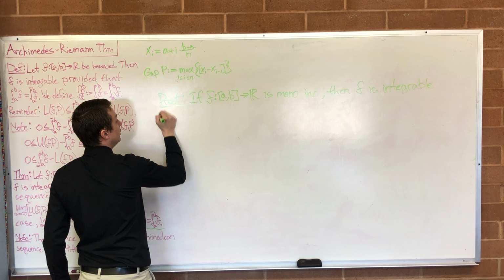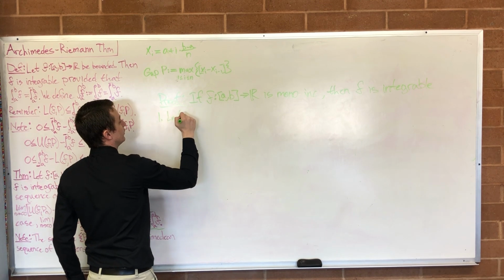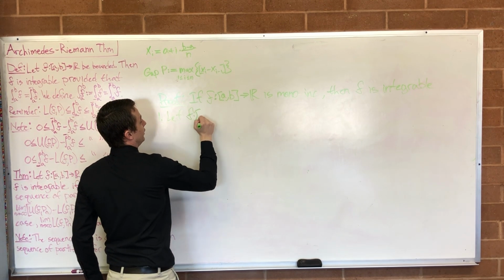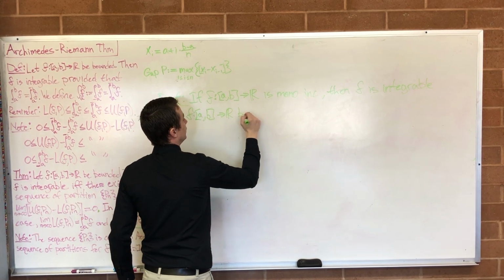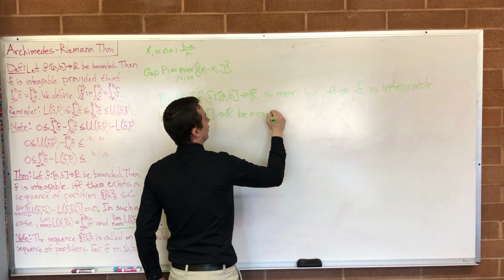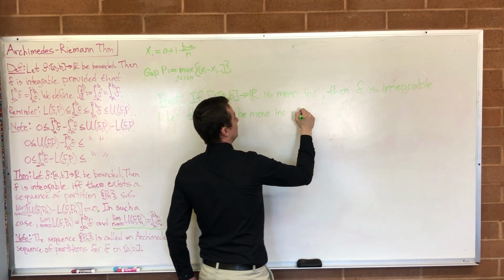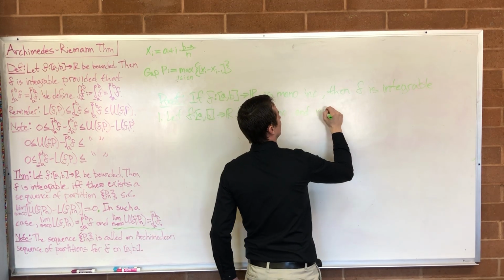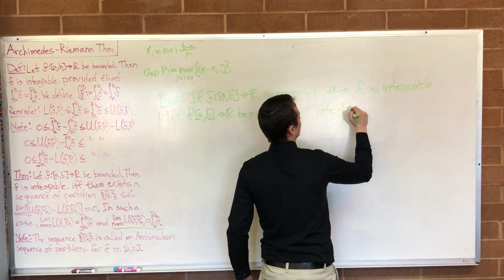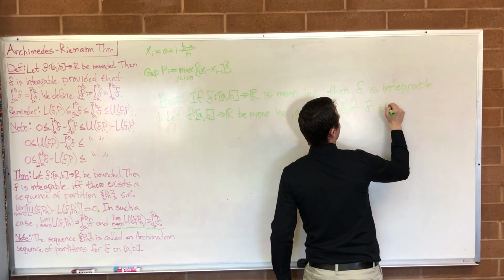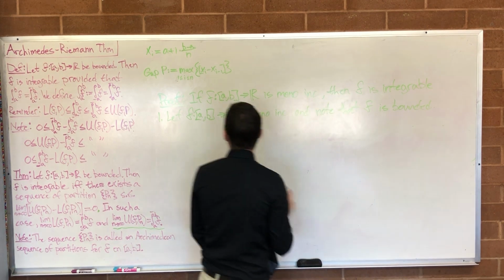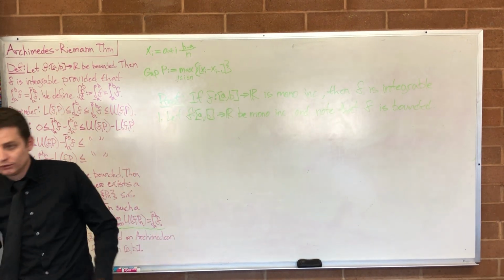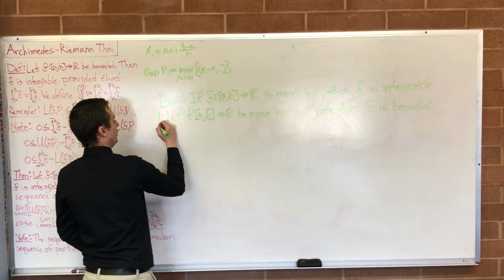So, 1. Let f from [a, b] to R be monotonically increasing, and note that f is bounded. It's bounded from above by f of b, and it's bounded from below by f of a. Okay.